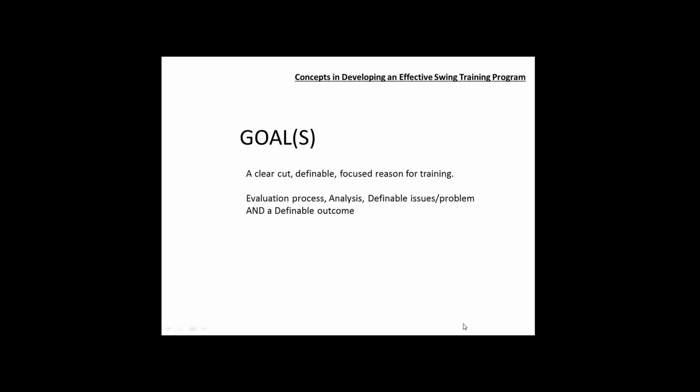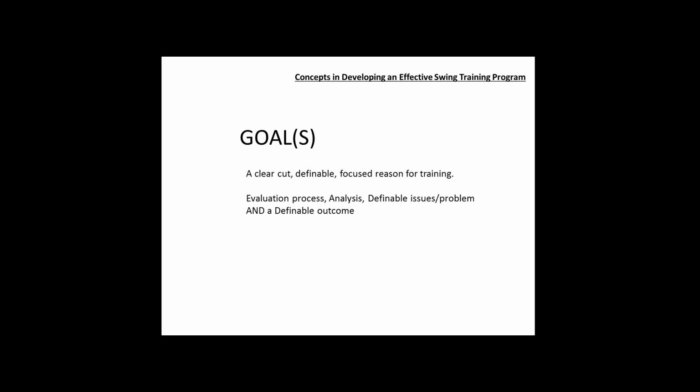So again, these are things that we've covered pretty much every week, but they're worth sort of prefacing each of these segments that we're doing. The first is goal, having a goal. So when you're looking at a hitter, when you're looking at an athlete in general, relative to some sort of activity, you need to have some sort of clear-cut, definable, focused reason for training. You have to have some goal, and that goal has to come out of some sort of evaluation process.